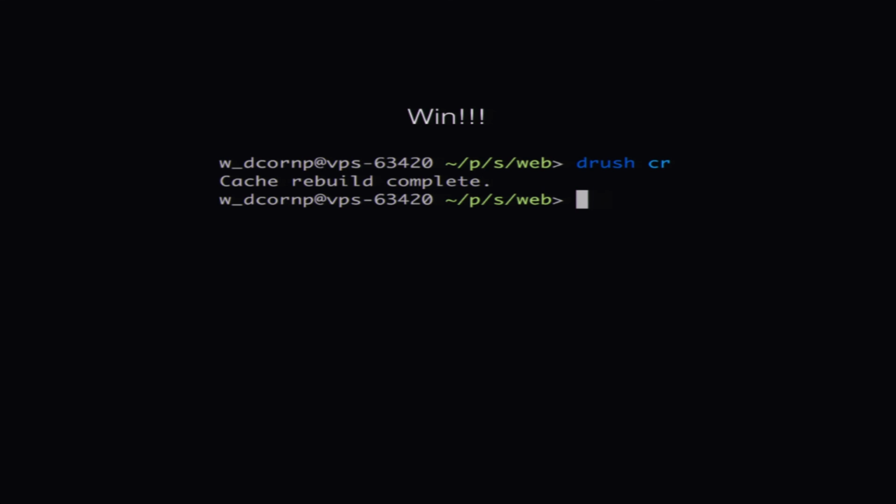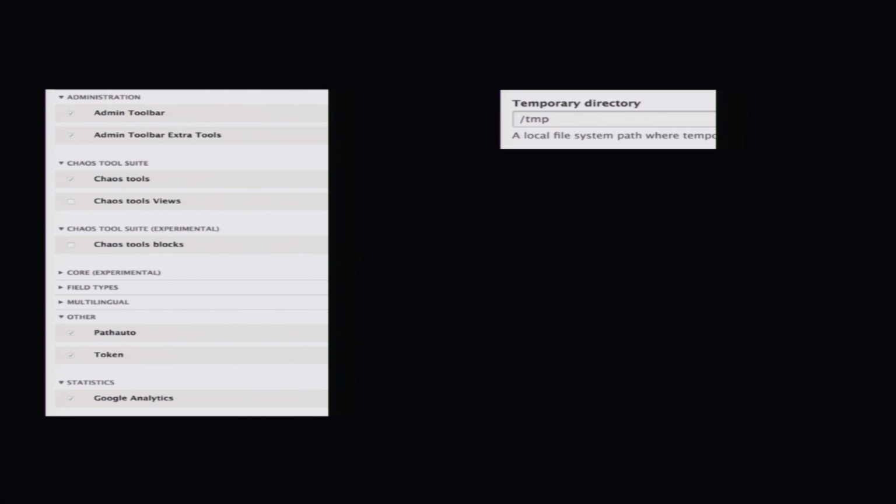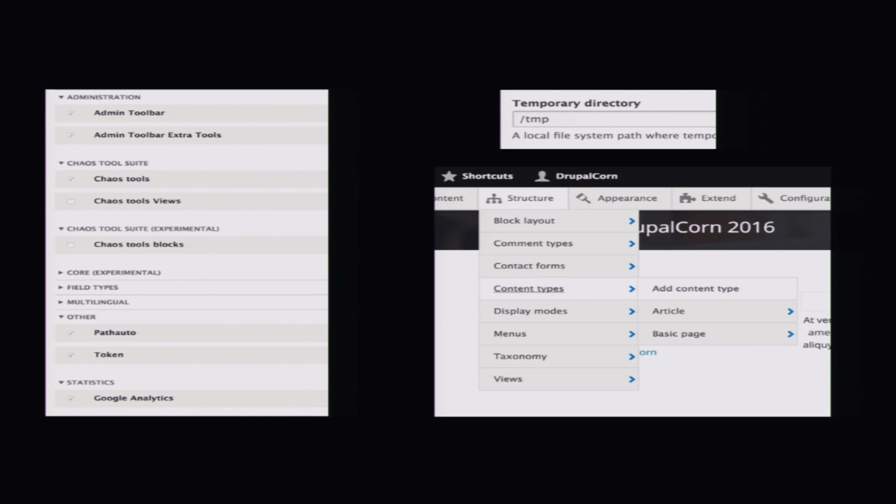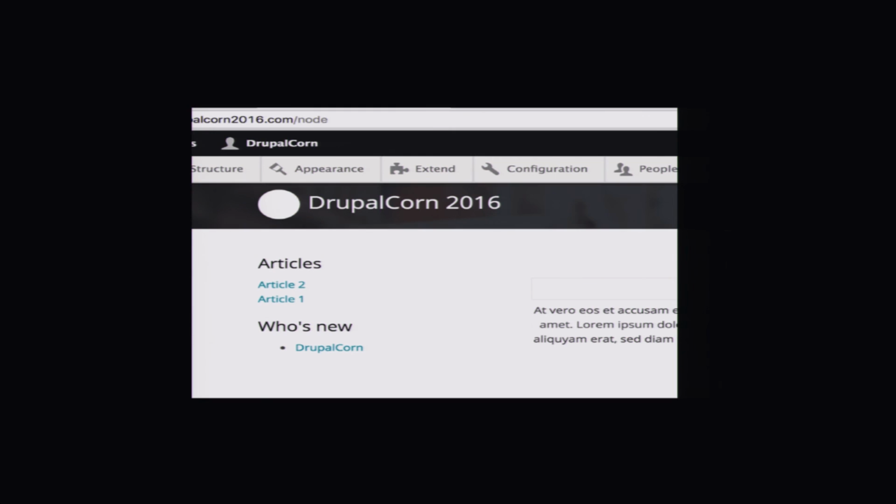And then we can win. So we clear our cache, and now on production, all the modules are enabled, Google Analytics, admin toolbar, everything. The temp directory has been updated. I'm kind of just demonstrating that the admin toolbar is there. We have that on production now, and the articles list is even there.